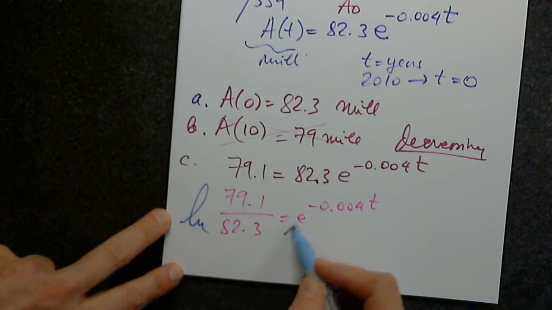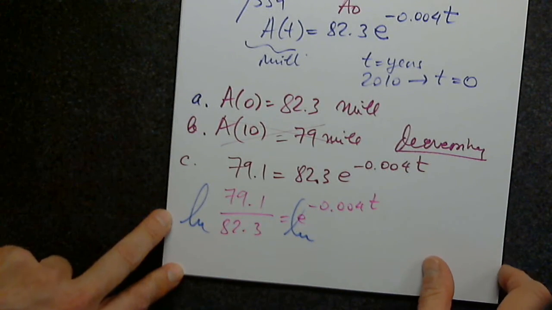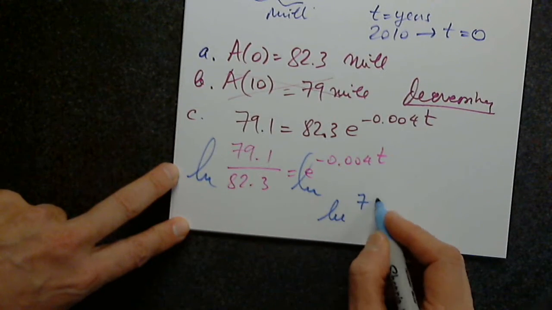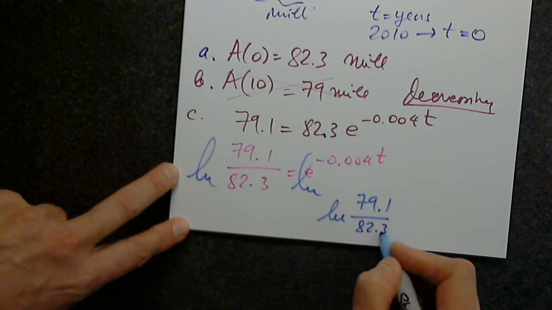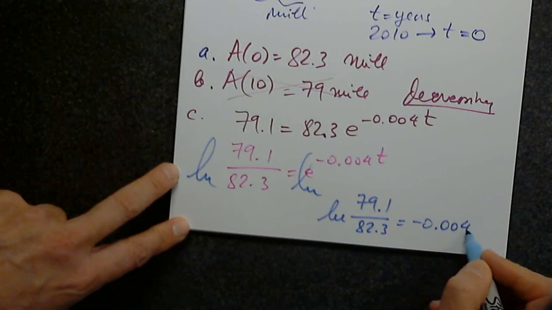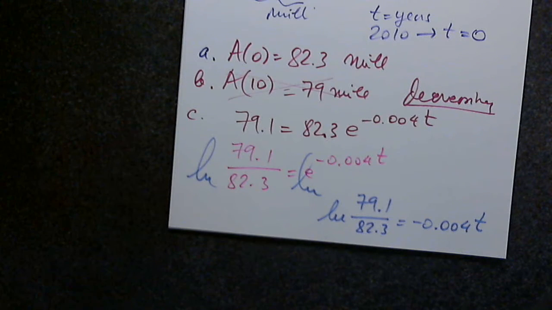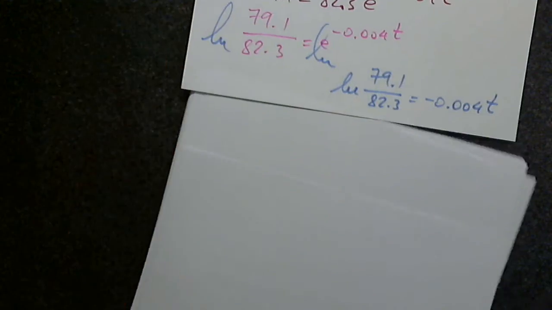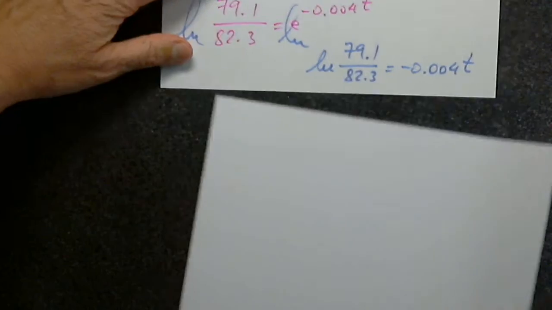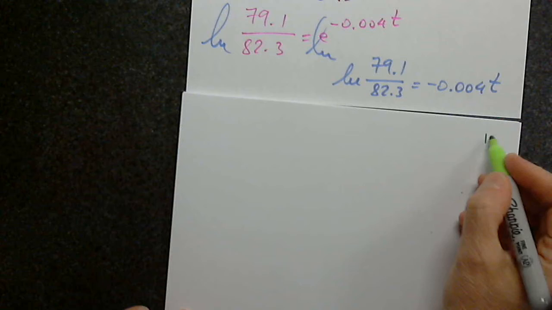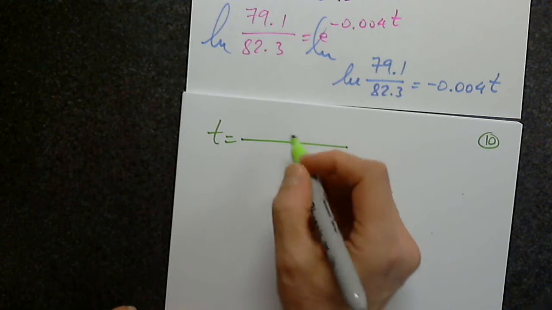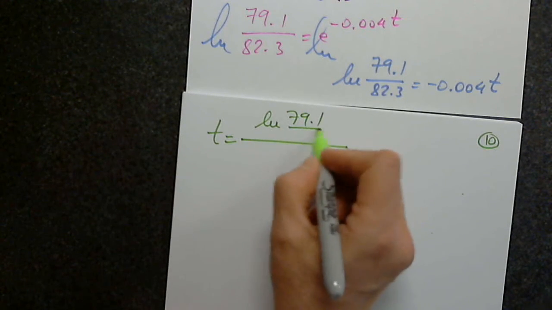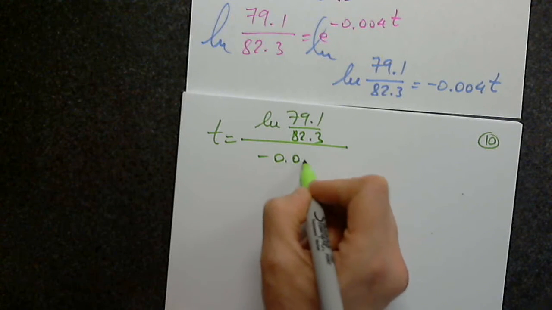I have no choice. Even if I want to do something else, I can't. So this is natural log 79.1 over 82.3 equals negative 0.004 t. How come I don't write natural log e? Because it's 1. So then I can determine t. T equals natural log 79.1 over 82.3 over negative 0.004.